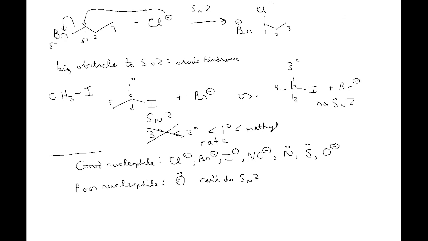A neutral oxygen with just a lone pair can't do SN2 because it's not a good enough nucleophile. All of these can do SN2. There's lots of things that can do SN2. There's only one type of atom that can't do SN2. Notice that there are some neutral nucleophiles that can still do SN2, but the oxygen can't.